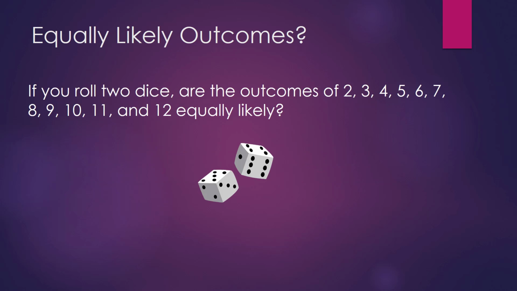Here's a question. If you roll 2 dice, are the outcomes of getting dice whose spaces sum to 2, 3, 4, 5, 6, 7, 8, 9, 10, 11, and 12 equally likely? Pause the video, write down your thoughts, and then unpause it to see if you're correct.